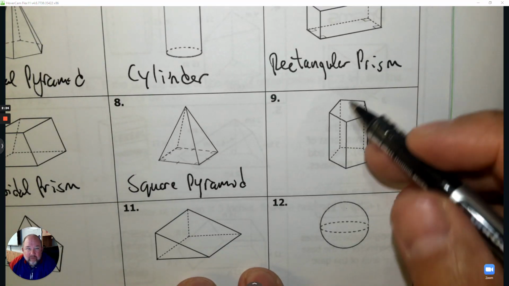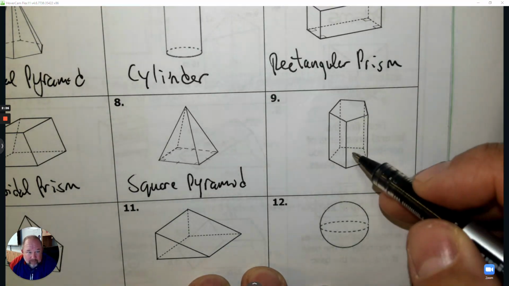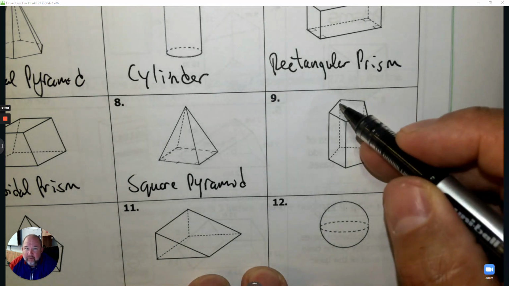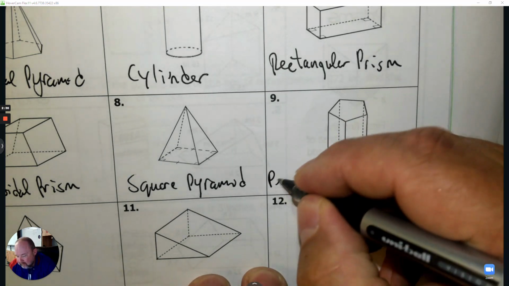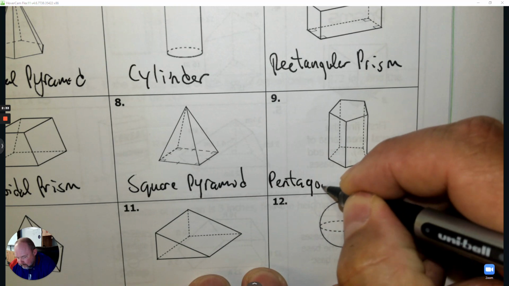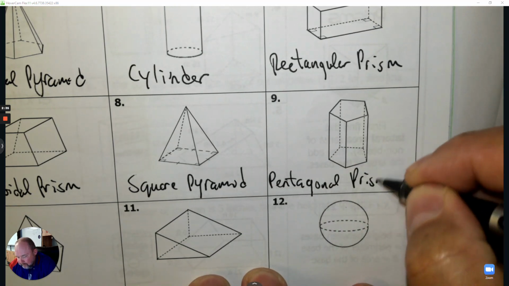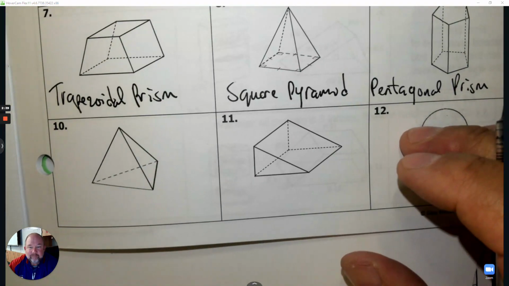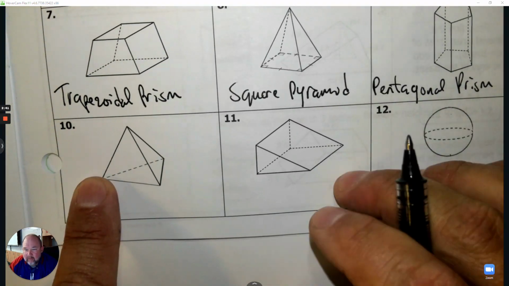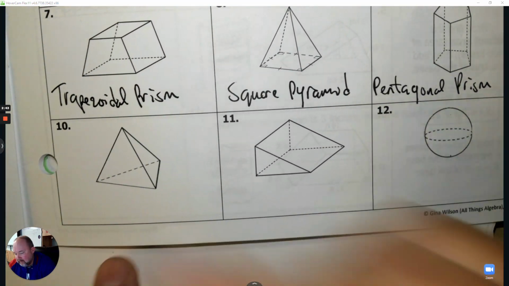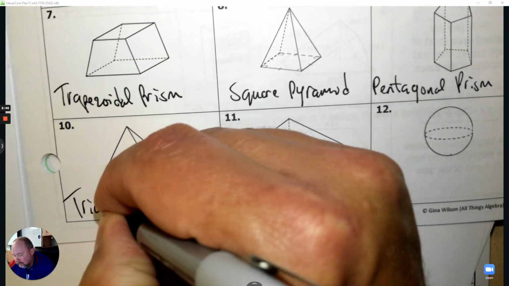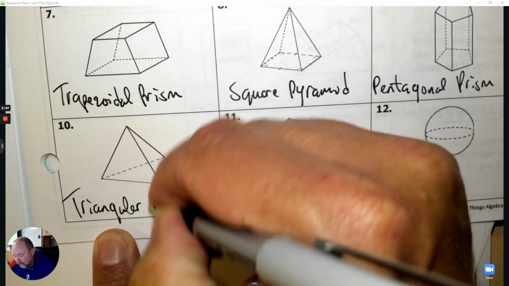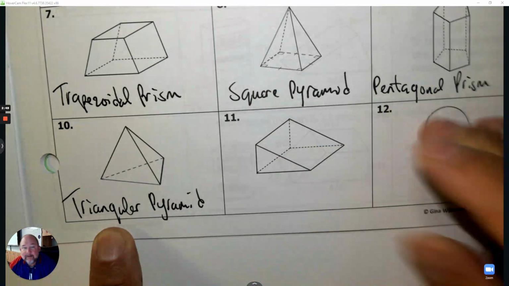Here, this is called a prism, because we have 2 bases. Each one, and if you count the number of sides, it's 5. This is a pentagonal prism. You could say pentagon prism, and that's good too. All right. We have a base that comes up to a point. The base is a triangle. This is a triangular pyramid as it comes up to a point.